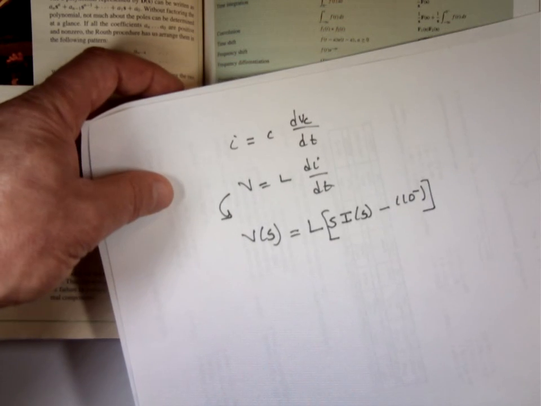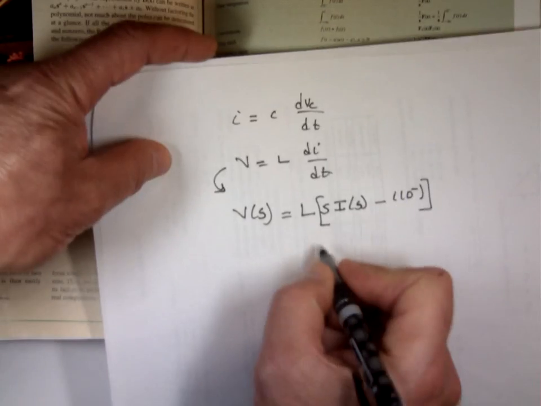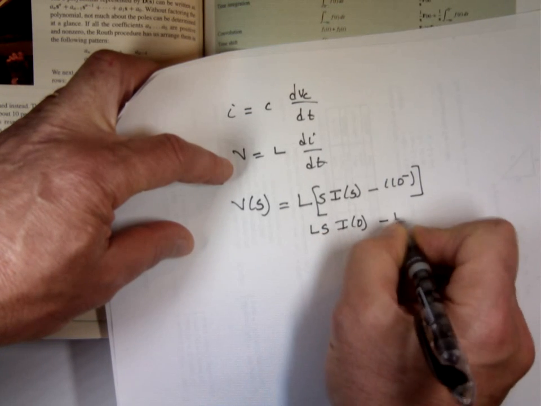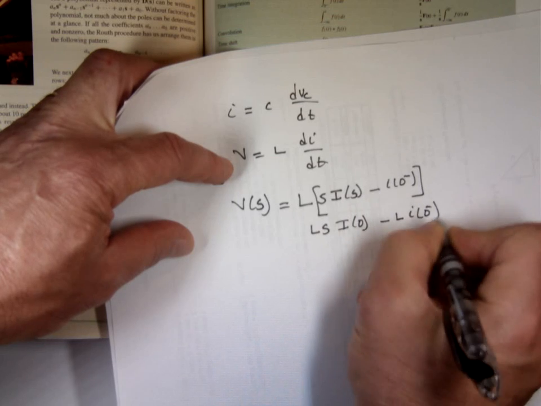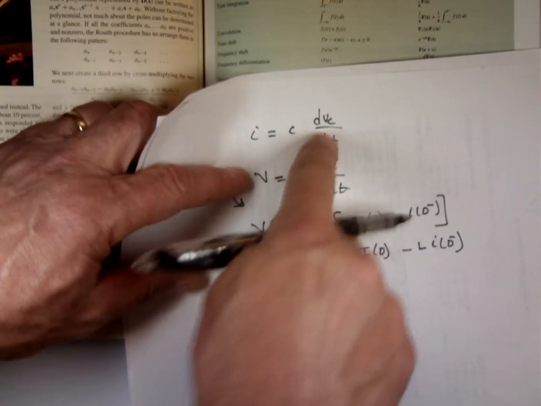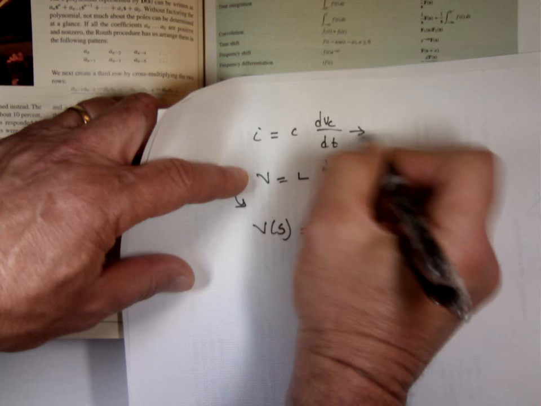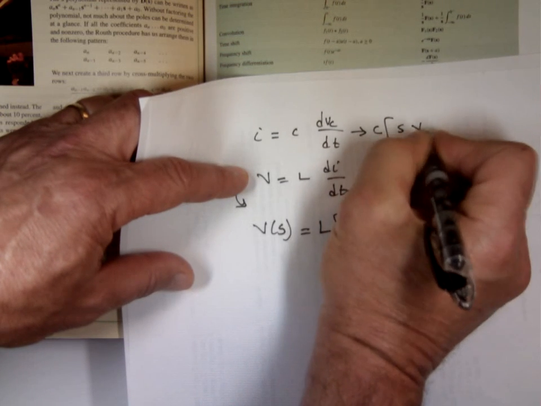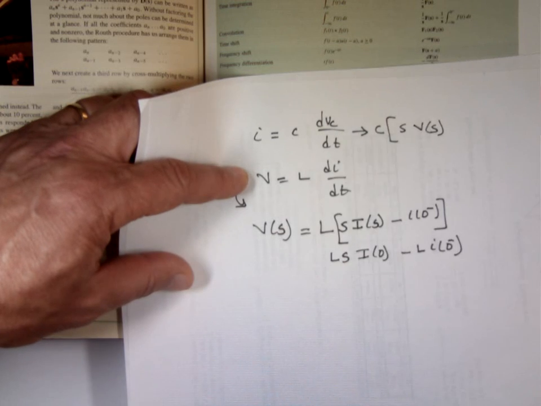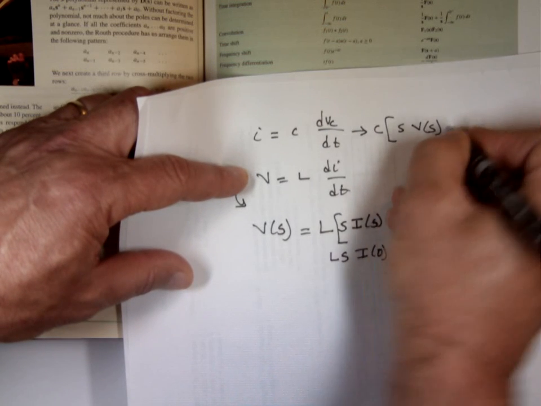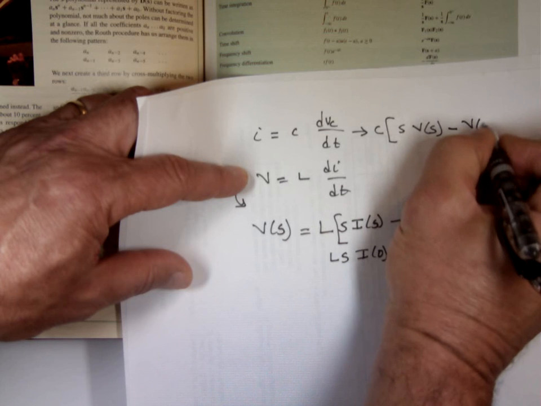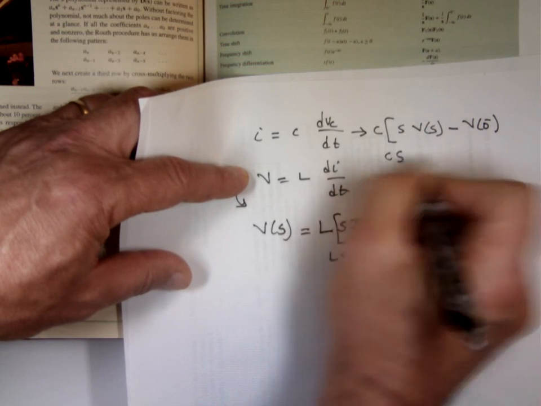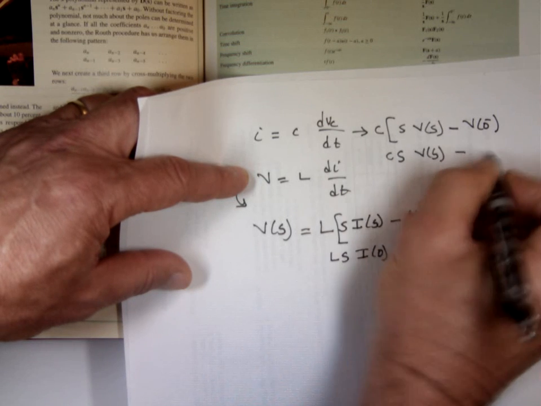So you multiply it through, you'll have what? L s I of s minus L I of 0. If you were doing this one, the Laplace of that, that's the C in the front. What's the Laplace of this? S times V of s minus the voltage at 0. Now you multiply it by C, you have C s V of s minus C V sub 0.